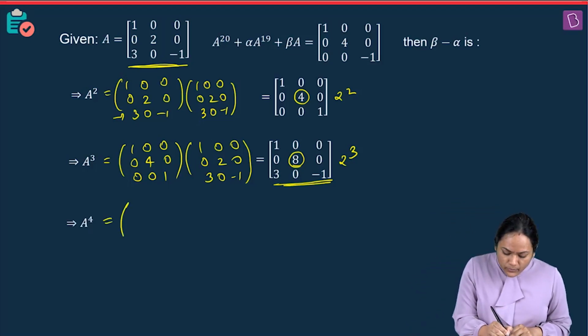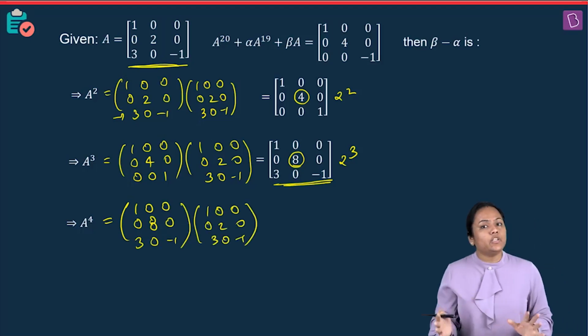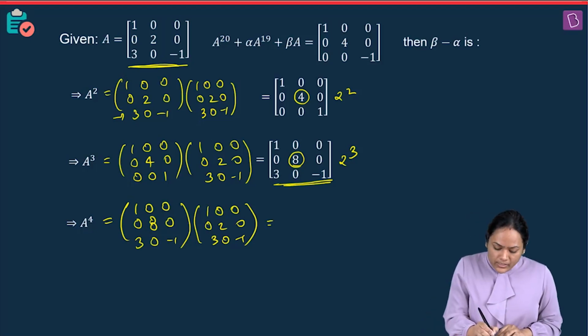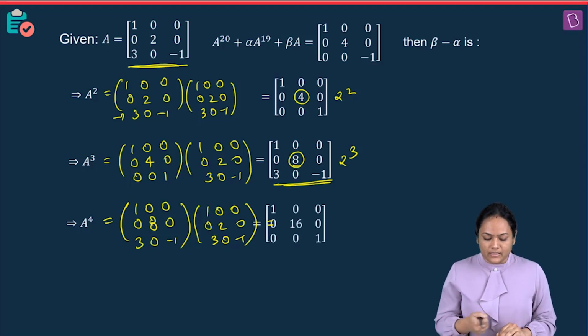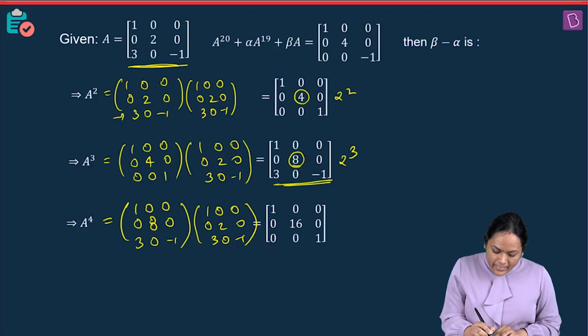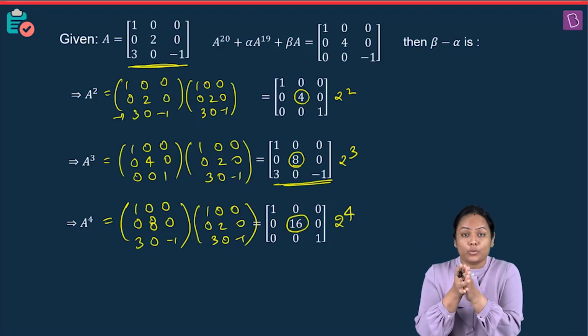So my A raised to 4, when I multiply A cube, that is 1, 0, 0, 0, 8, 0, 3, 0, minus 1 multiplied by A again, that is 1, 0, 0, 0, 2, 0, 3, 0, minus 1. Either you can go like that or you can multiply A square into A square. When you solve this, you'll get the matrix like this. So that means my A raised to 4 again is a diagonal matrix with the middle element as 2 raised to 4. So now I hope the pattern is clear to us, right?